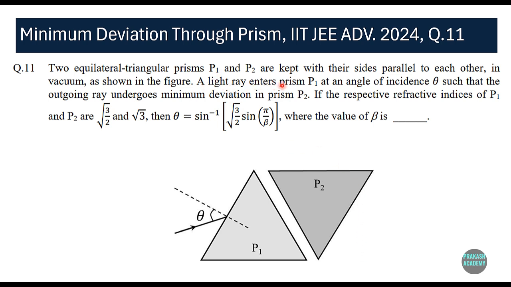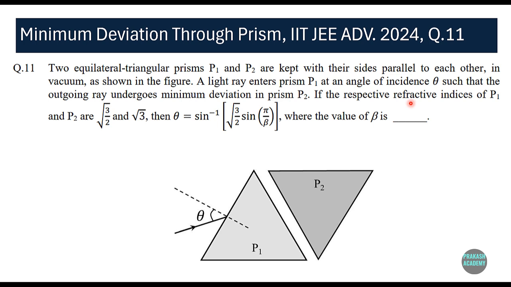A light ray enters prism P1 at angle of incidence theta such that the outgoing ray undergoes minimum deviation in prism P2. So, this light ray enters at this point in prism P1, and then we will have refraction and then further refraction, and then finally it will enter into P2, and the question says in prism P2 this light ray experiences minimum deviation.